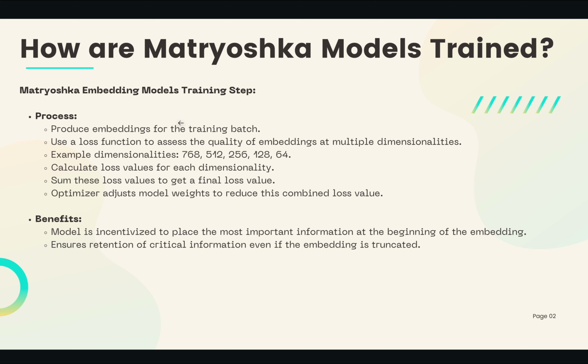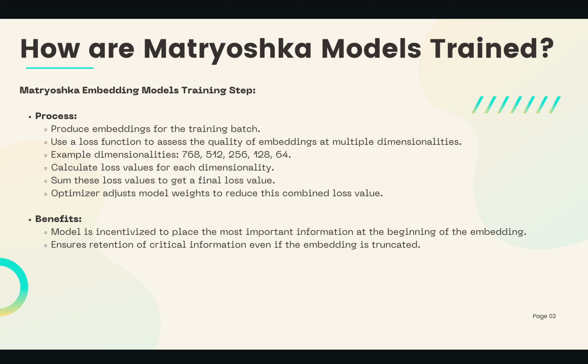We produce the embeddings for the training batch. We use the loss function. We define what dimensionalities we want for our Matryoshka models. For example, if we have a base embedding model with this dimension, we can split it into this, then 512, then 256, 128, 64, and we might need 32. We then calculate the loss values for each of the dimensionalities, and we sum these loss values to get the final loss value. Of course, the optimizer will adjust the model weights to reduce the combined loss value.